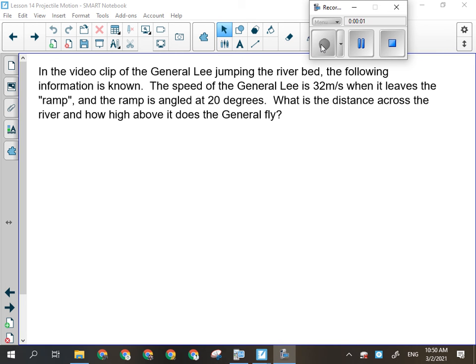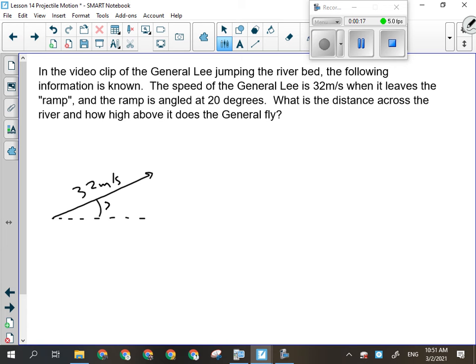All right, so we have the generally jumping over the riverbed. When it takes off, here is what we know. We know that it takes off at 32 meters per second at an angle of 20 degrees above the horizontal. When it flies across, it's going to do this.